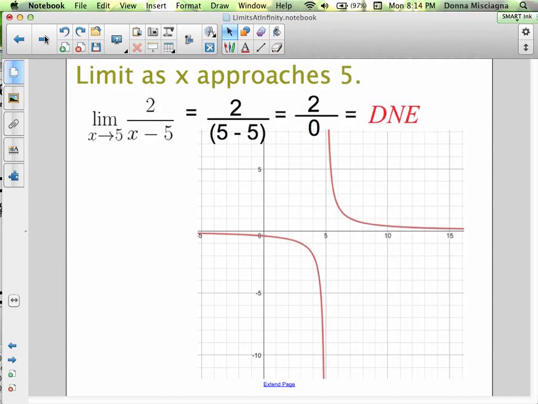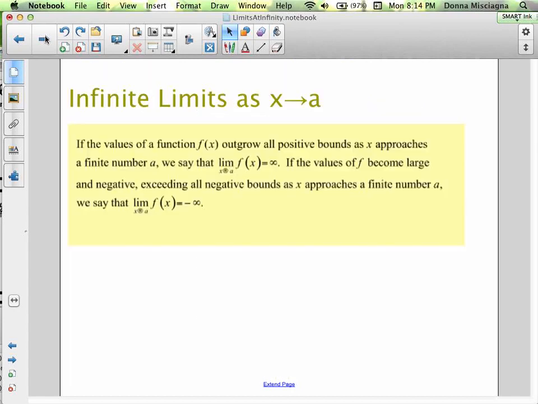All right, and here we can see from the graph and analytically, if we plug in 5, we get 0 in the denominator. That limit does not exist. So you have a constant over 0, that is a does not exist. If you have 0 over 0, you need to do some simplifying. But a constant over 0, that's a does not exist.